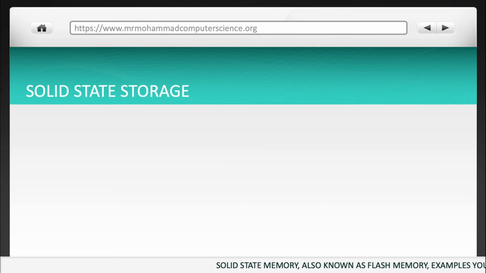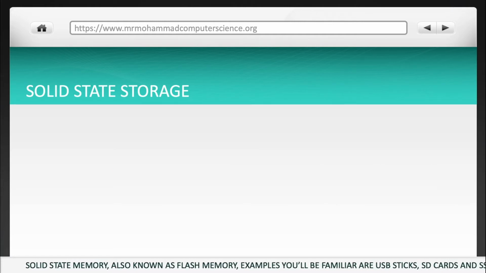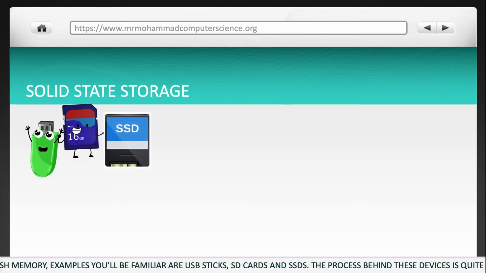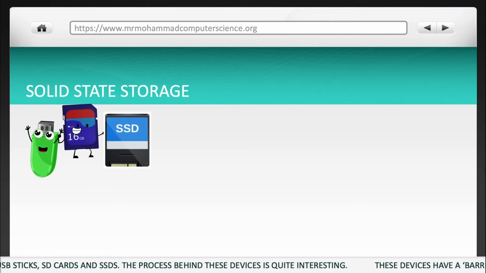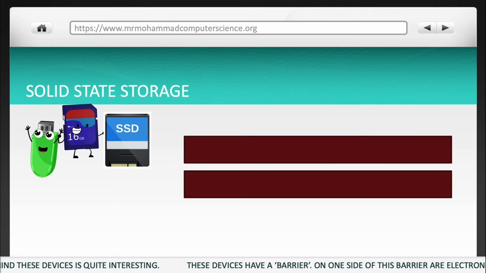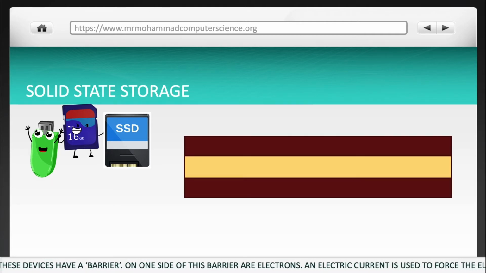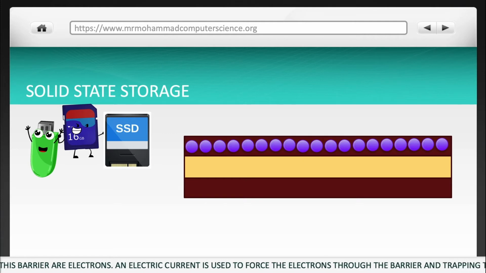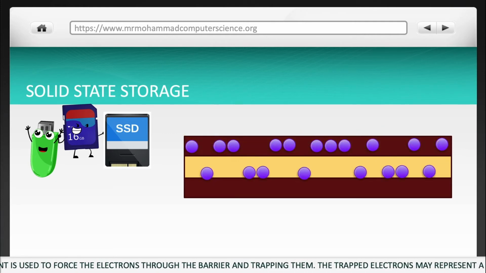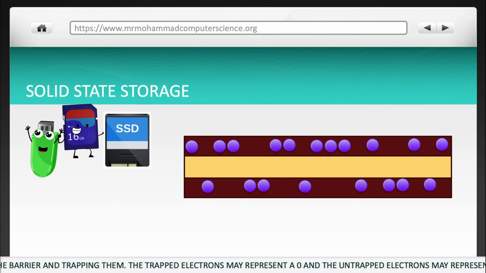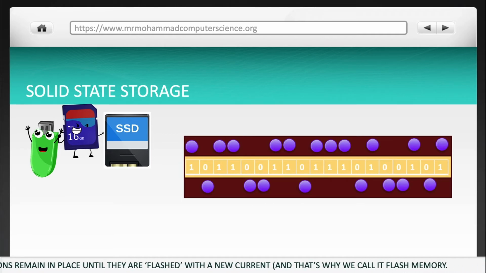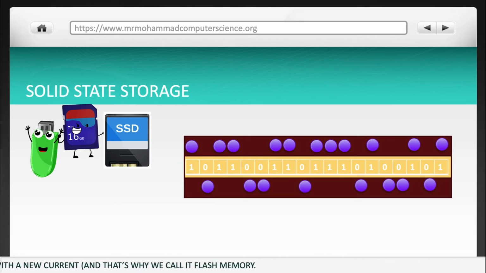Solid-state memory, also known as flash memory. Examples you'll be familiar with are USB sticks, SD cards, and SSDs. The process behind these devices is actually quite interesting. These devices have a barrier. On one side of this barrier are electrons. An electric current is used to force the electrons through the barrier and trapping them. The trapped electrons may represent a 0 and the untrapped electrons may represent a 1. These electrons remain in place until they are flashed with a new current, and that's why we call it flash memory.